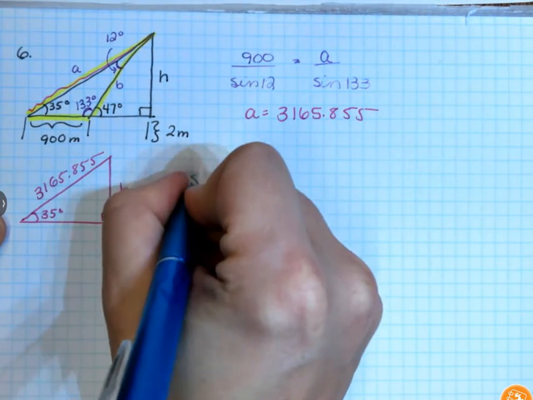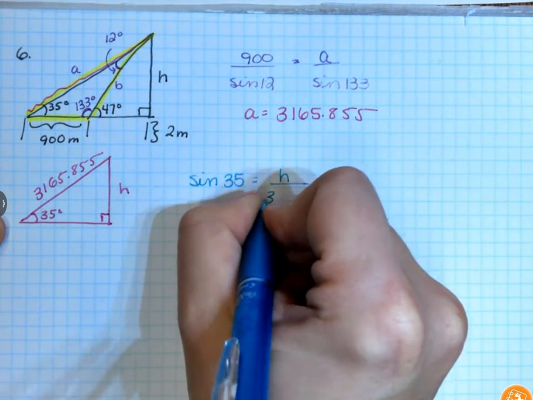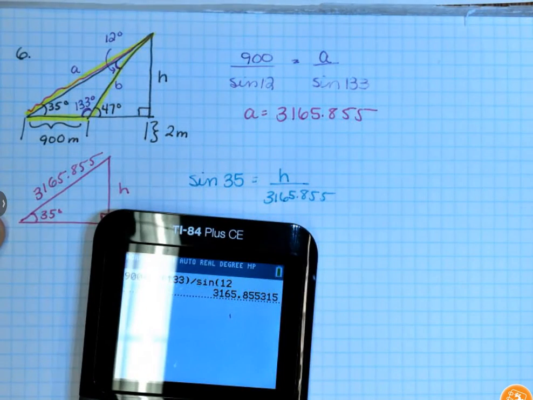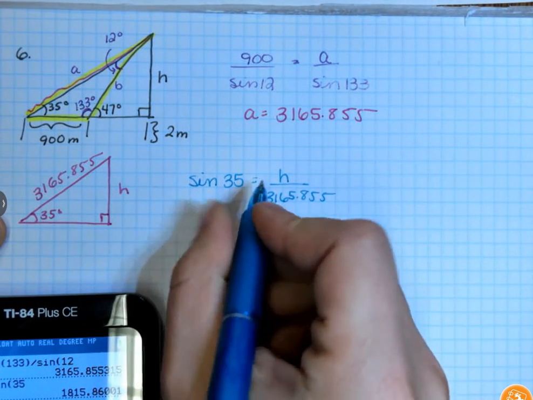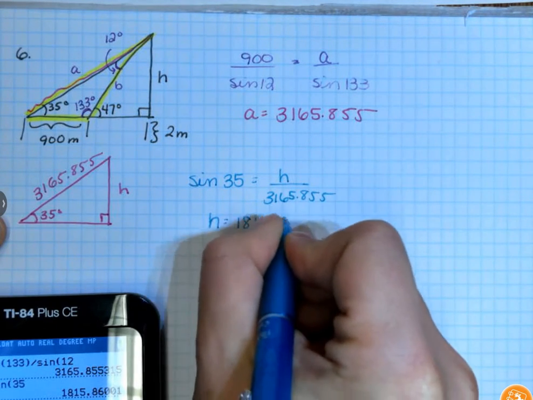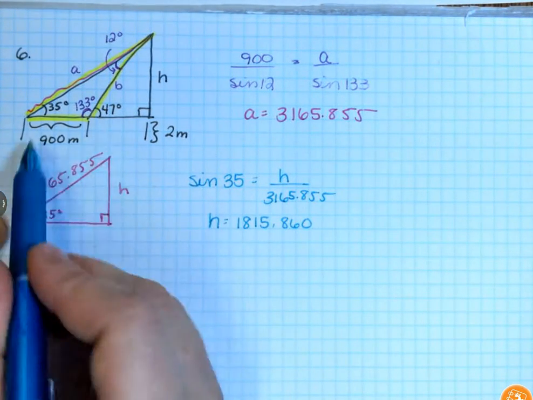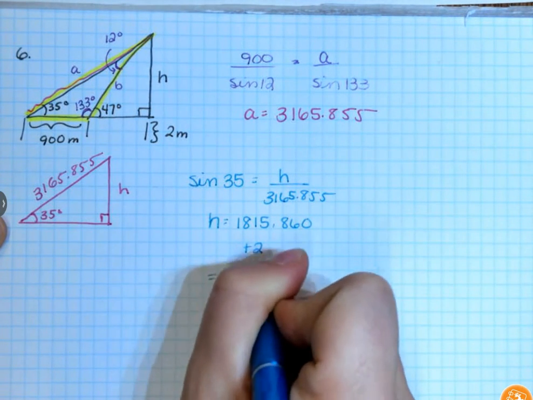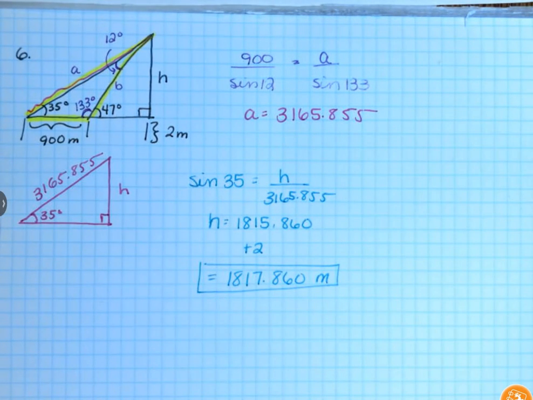Sine. So I'm going to say the sine of 35 is opposite over hypotenuse. I know having that h there can get kind of confusing, but that's okay. And then I'm just going to solve this. So I'm going to take that number, times it by the sine of 35. And so I get that the height that I currently have is 1,815.860. But that whole dude has been raised off the ground 2 meters, which is why we do the +2, and you get that. And when you have a word problem, you must have some form of a word in the answer, and meters is my word.